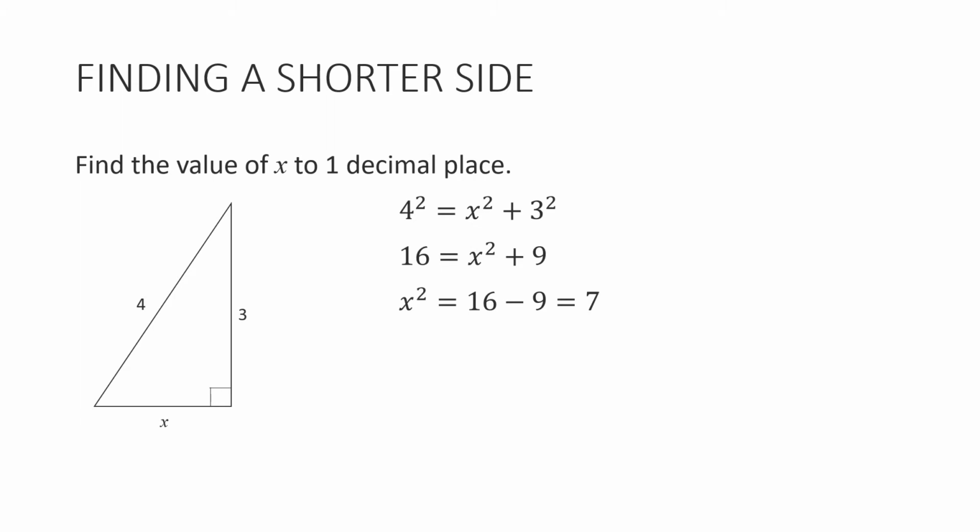And then the last step is to do the square root. So x will be the square root of 7, and we can see that that's not going to be a nice number, so we're just going to approximate it by putting it in the calculator. And so our answer is 2.6.